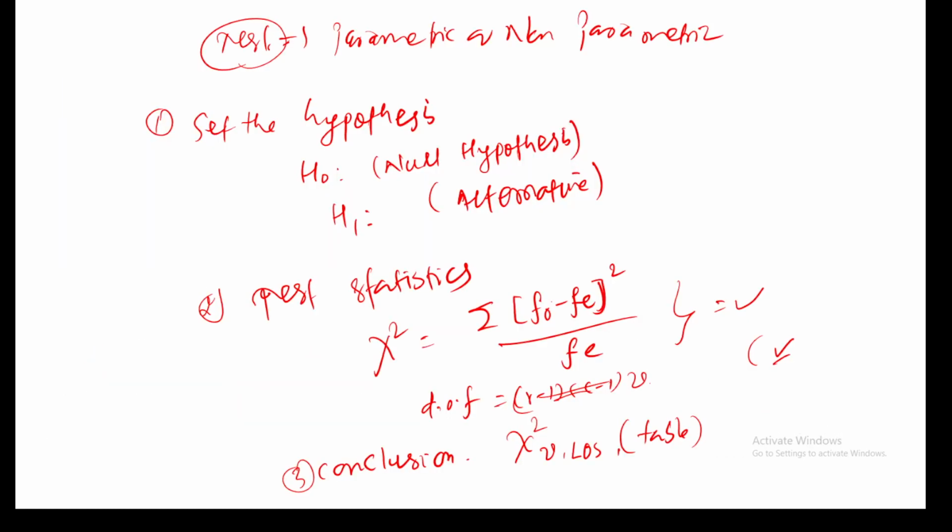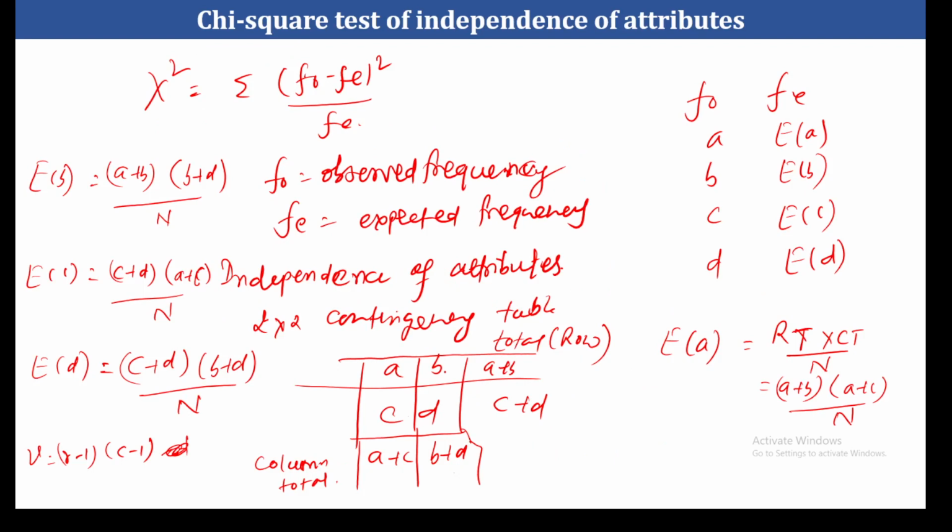So, for a parametric or non-parametric test, we have to set the hypothesis, that is the null hypothesis and the alternative. Then we use this formula for the test statistic. We get the degrees of freedom nu, based upon the data, and then we can make the conclusion. Next, the chi-square test for the dependence of attributes.